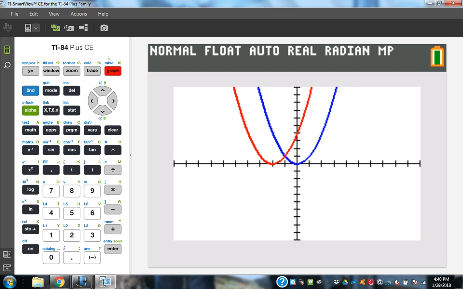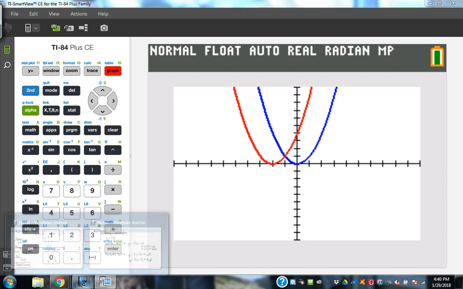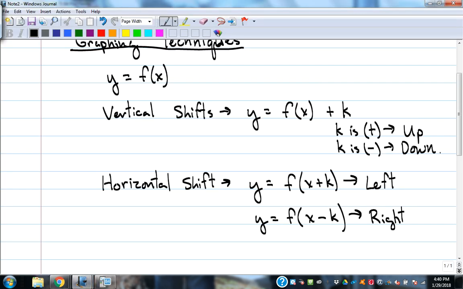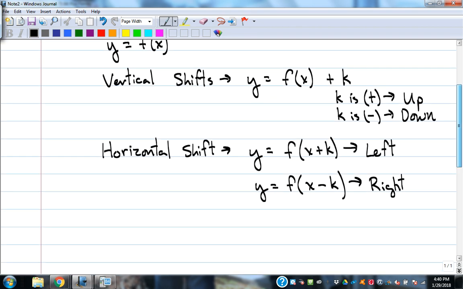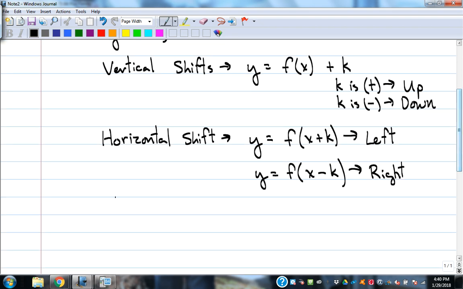The idea here is that you would be able to look at an equation or look at a graph and be able to determine its equation, and tell what would happen to the graph, without having to graph it. So horizontal happens on the inside. Vertical happens on the outside. I said it again. Vertical stretch.